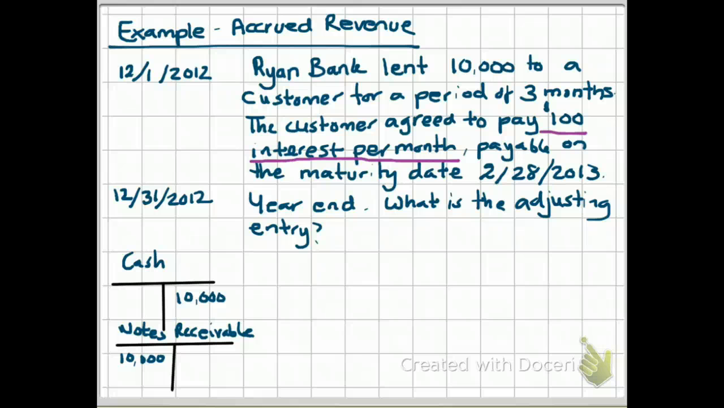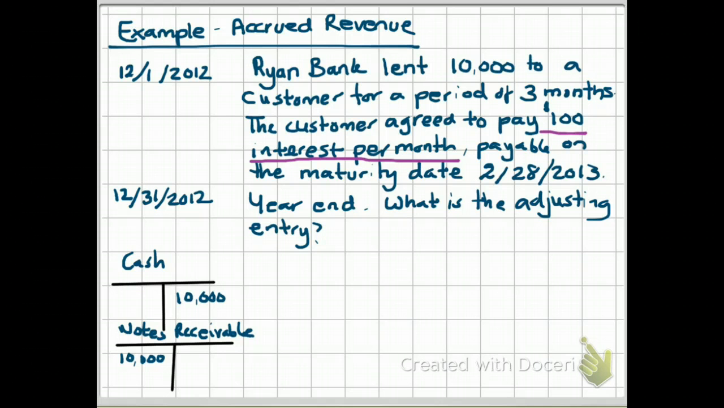At our accounting year end, which is December 31st, 2012, have we earned any revenue? Have we earned any interest revenue? It's in the form of interest. Have we earned anything? Well, 1 month has passed, so we would have earned 1 month of interest revenue, which is $100. It's not paid to us yet. It will only be paid on February 28th. However, we have earned it. Therefore, we need to record it as interest revenue for the year of 2012.